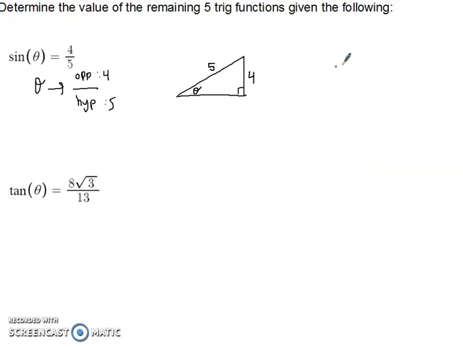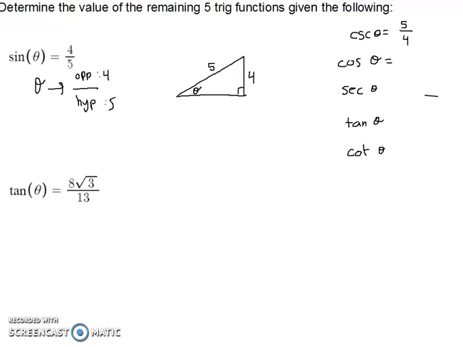So then to find the remaining 5 trig functions, I am looking for cosecant of theta, I'm looking for cosine of theta, and its reciprocal secant of theta. I'm looking for tangent of theta, and I'm looking for cotangent of theta. So I know that cosecant is the reciprocal of sine, so cosecant is going to be 5 over 4. To find cosine, I need the adjacent side over my hypotenuse.